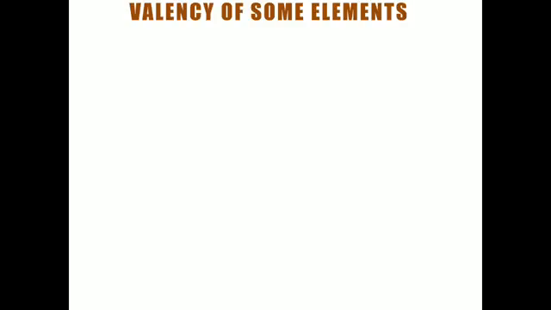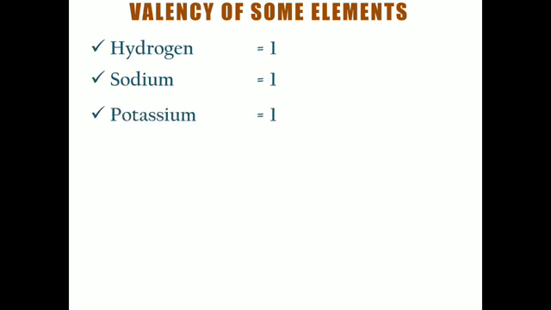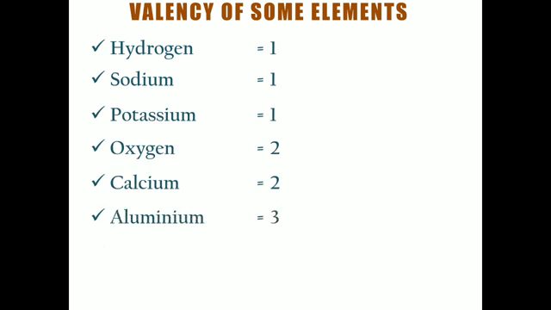Now moving ahead with examples of the valency of some elements. You can see hydrogen has a valency of 1. Remember, this is a very crucial part. Sodium also has 1, as in sodium hydroxide and sodium chloride. The valency of sodium is always 1. Similarly, potassium also has valency 1. Oxygen, we have already studied, has valency 2, or combining capacity 2. Calcium is again 2, aluminium 3.